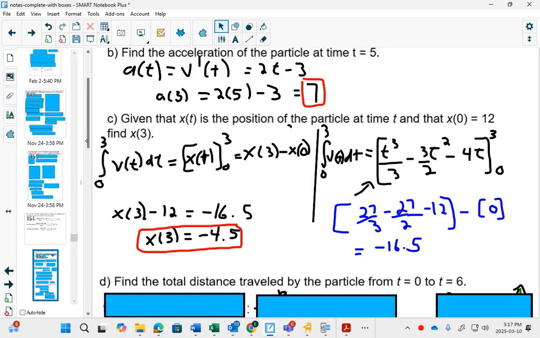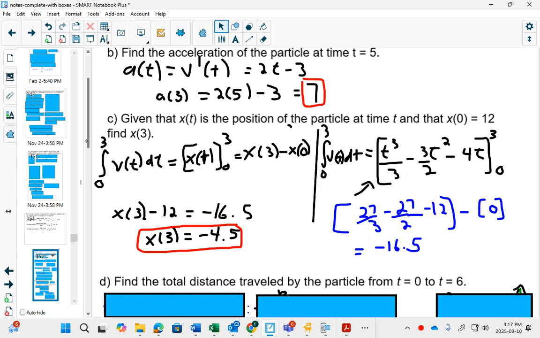So that's one way of looking at it. The other way is just using the fundamental theorem of calculus part 2, right? If I integrate this, I'm going to get displacement from 0 to 3. Fundamental theorem of calculus says plug in 3, plug in 0. And this has to equal negative 16.5 because we've actually done that method. Well, if I want to find x of 3, and I know that x of 0 is negative 12, and I end with negative 16.5, I could just rearrange that equation to get negative 4.5.